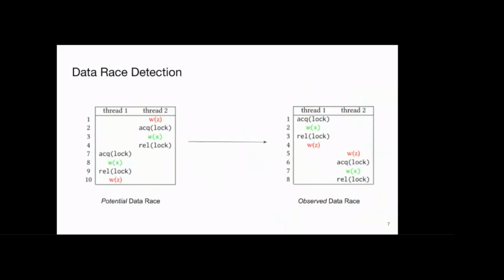Finding an observed data race is trivial. You basically just see if there are any simultaneous accesses. But what we want, and what's a lot harder, is to detect if there's a potential data race. And that's what we're going to be focusing on.